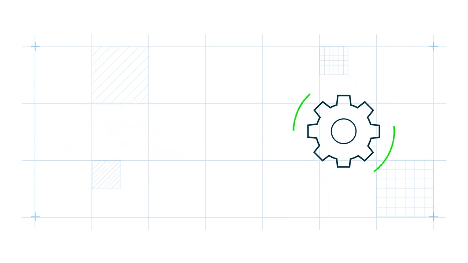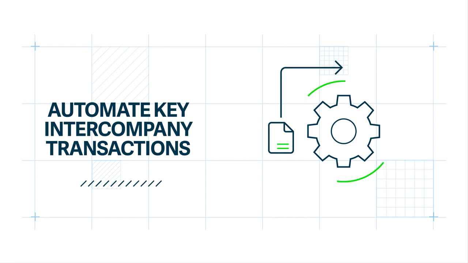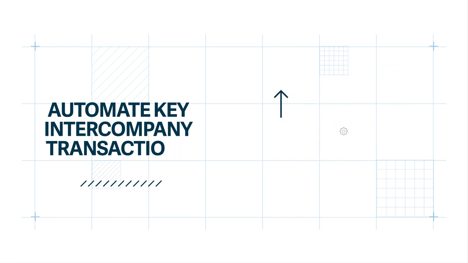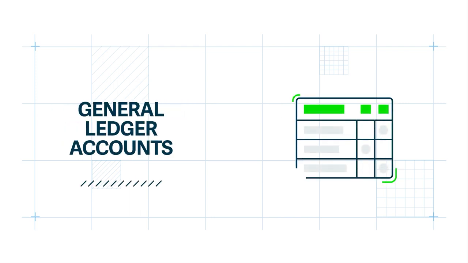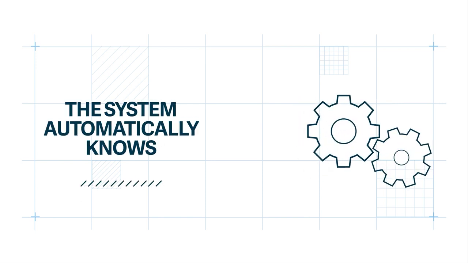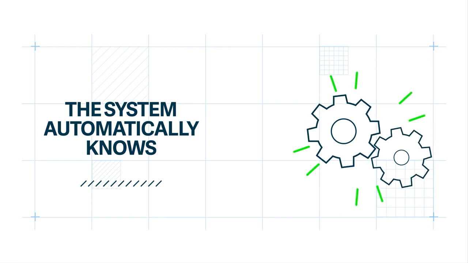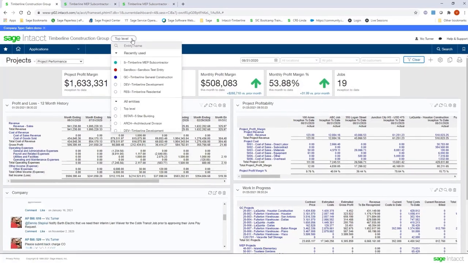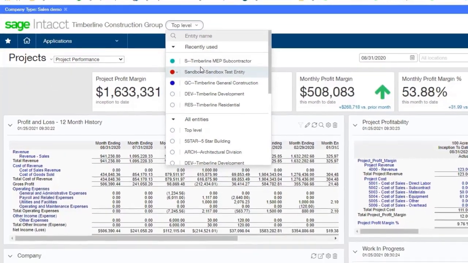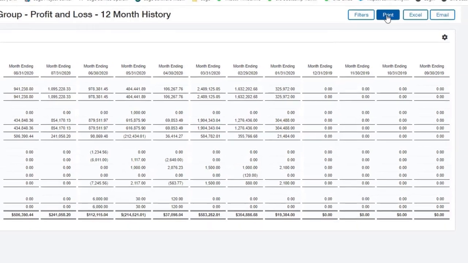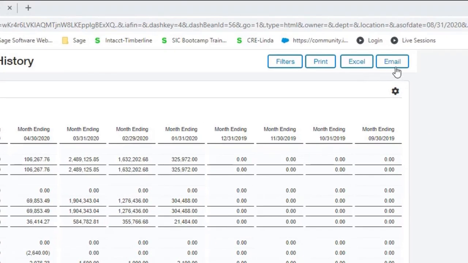This also allows us to automate key intercompany transactions between related entities, which can help expedite month-end close. By setting up a table of the general ledger accounts containing the due-to and due-from relationships between various entities, the system automatically knows when resources of one entity are charged against another entity. Sage Intacct Construction will automatically generate the appropriate journal entry for each entity involved. This automated intercompany accounting feature helps generate current and accurate consolidated financial statements on demand.